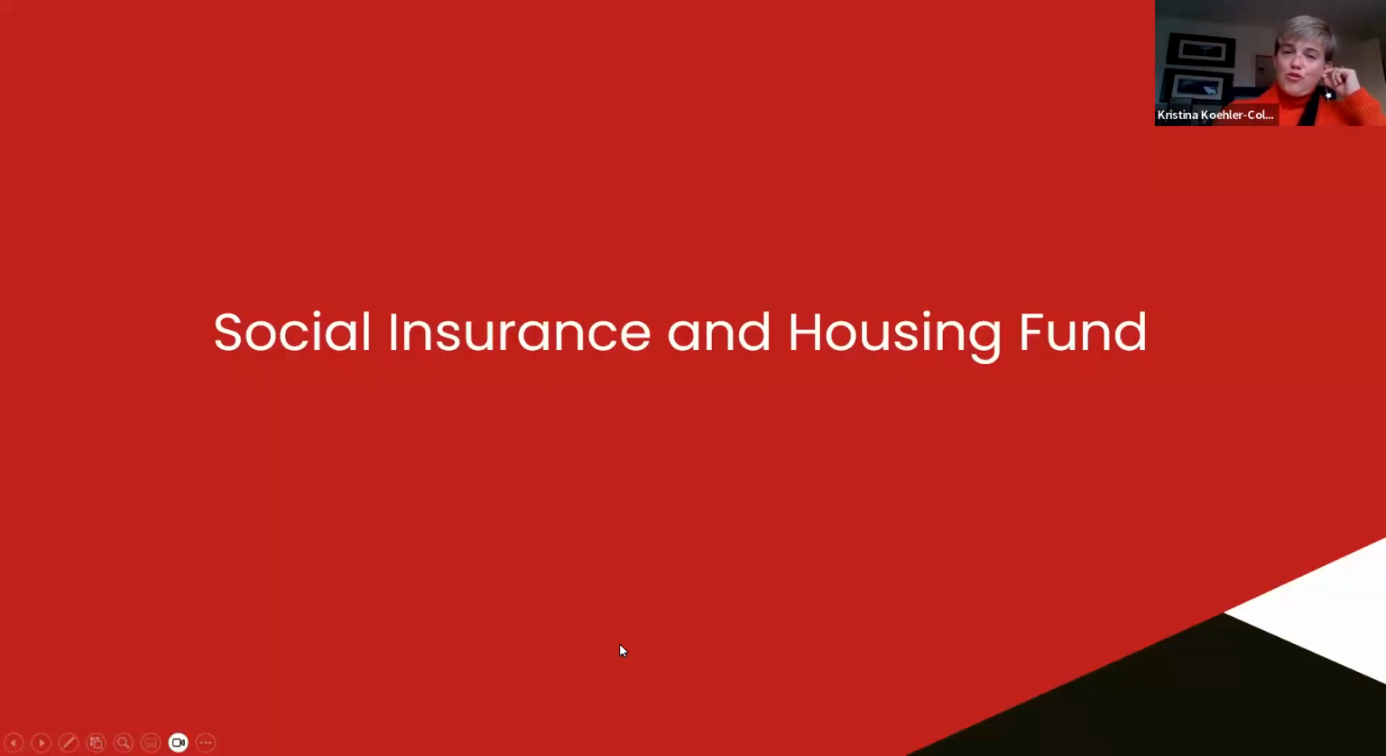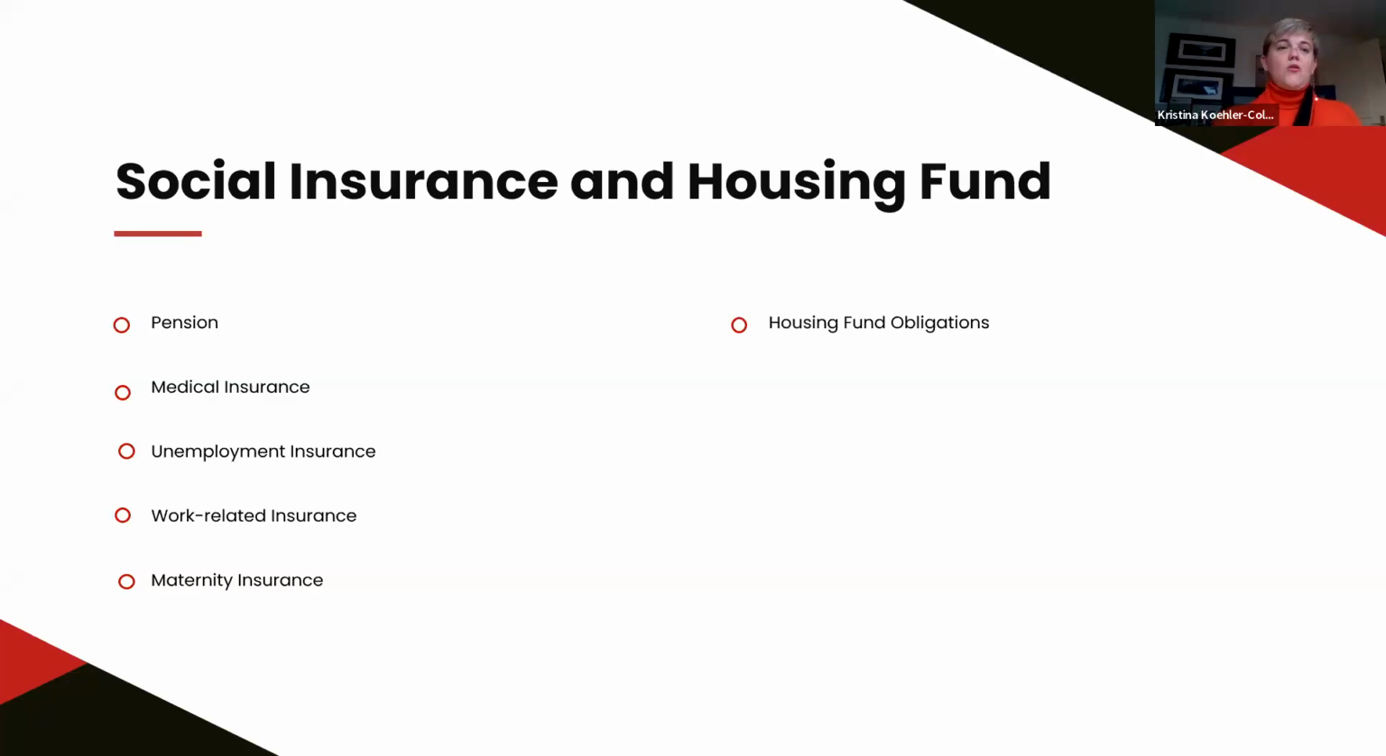Now it comes to social insurance and housing fund. Okay, now there are 5 social insurances: pension, medical insurance, unemployment insurance, work-related insurance, and maternity insurance, which is also paid to men. And then you have housing fund obligations. Okay, these are mandatory 6 items.